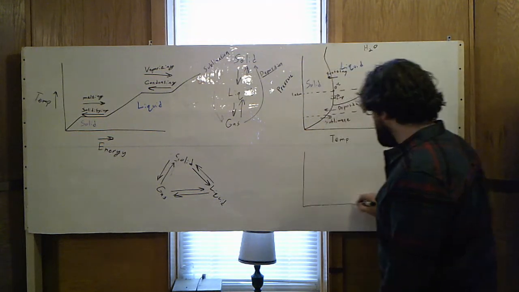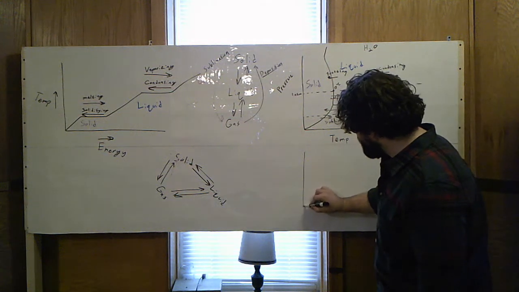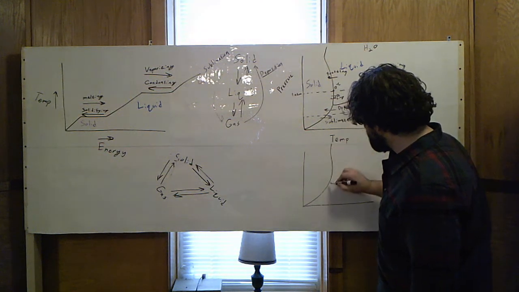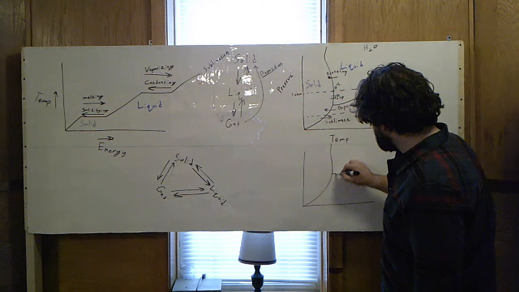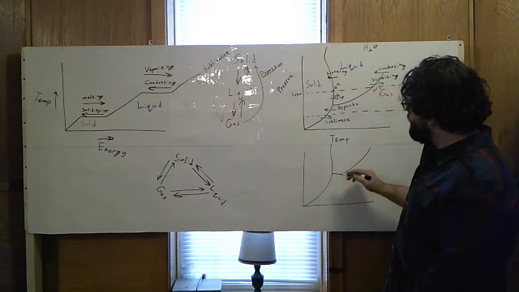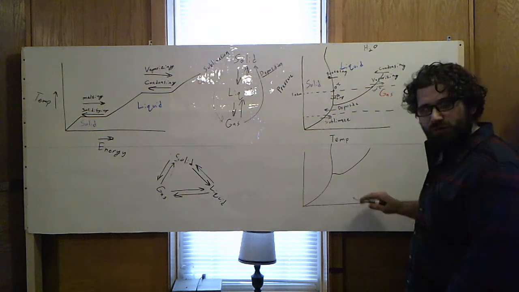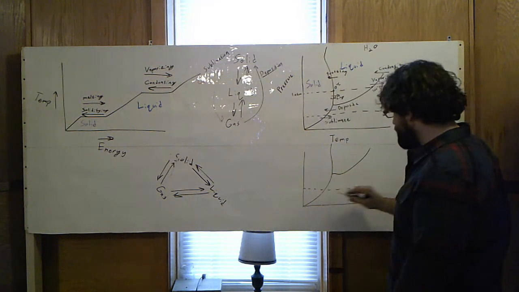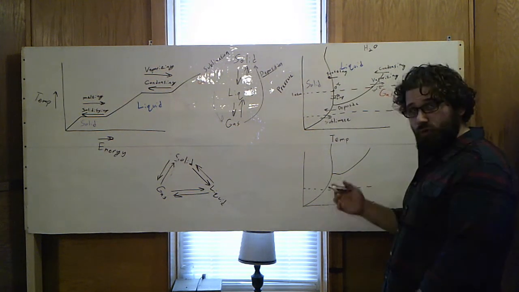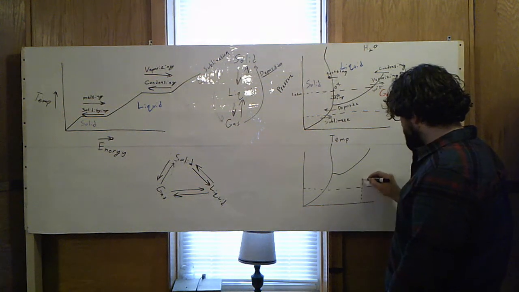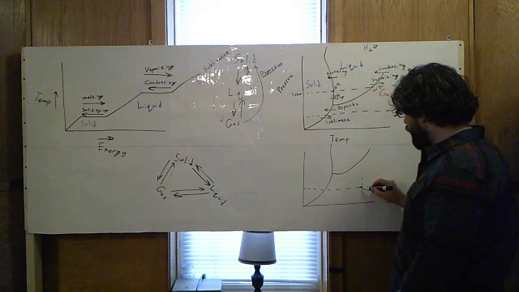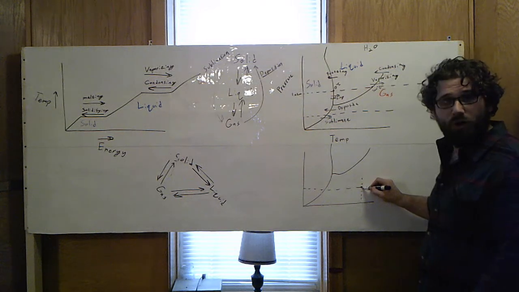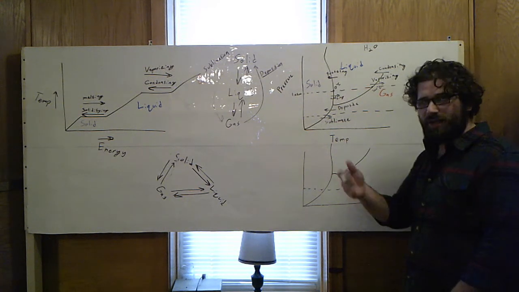So if I were to draw out CO2, it would look very similar. I think it looks more like that. But all of these values would shift around. For CO2, atmospheric pressure is around here. Room temperature is around here. So at this point is where we normally encounter carbon dioxide, which we exhale.